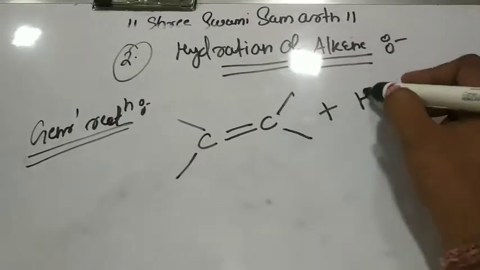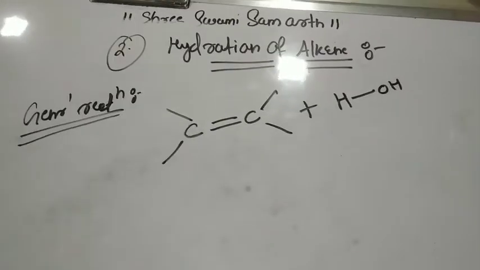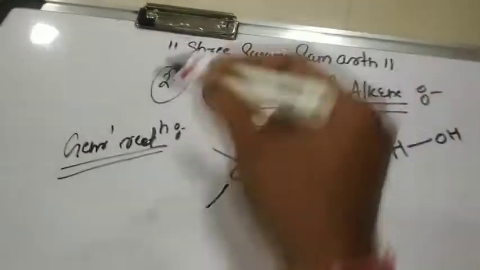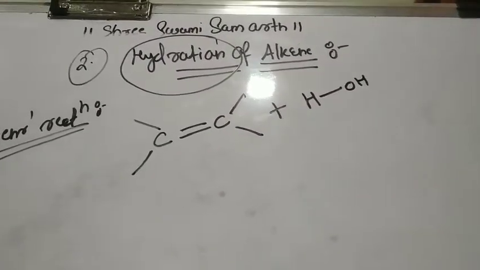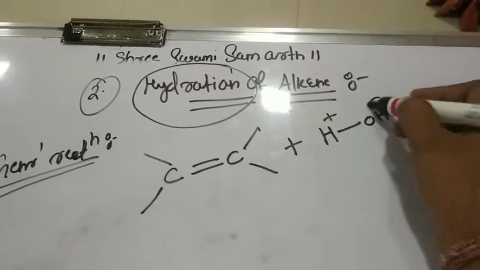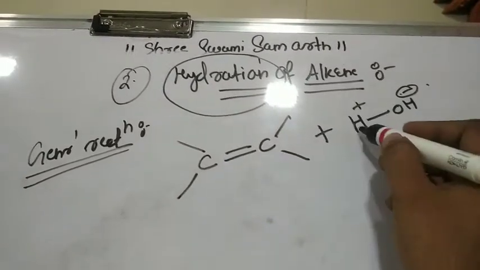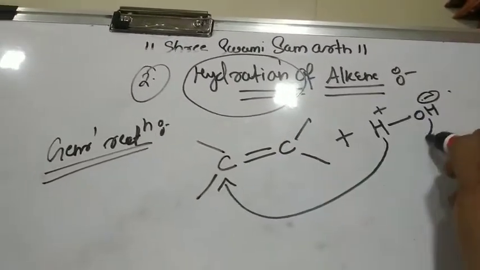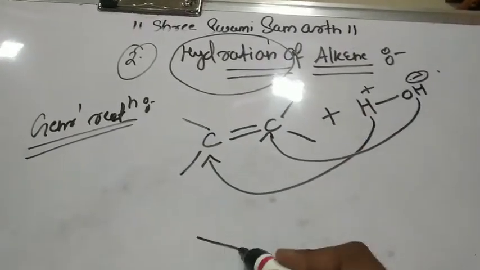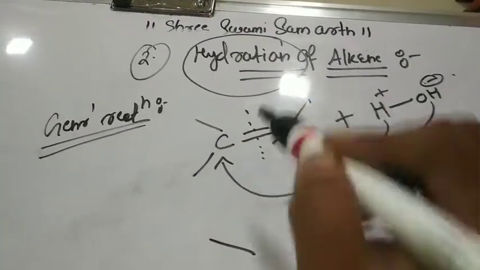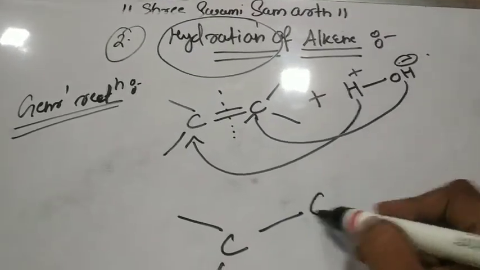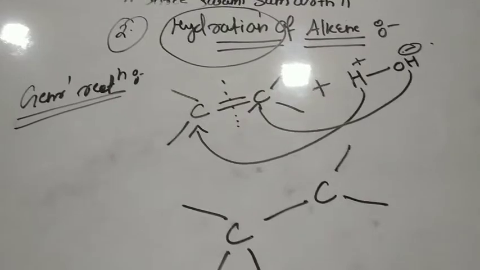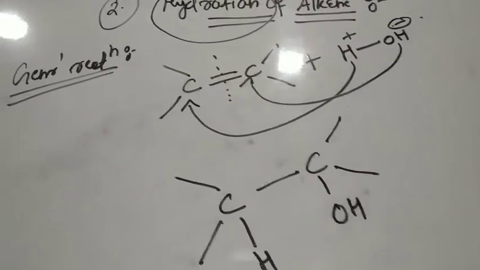What are we supposed to do? We are supposed to add the water. Hydration, you all know the meaning of hydration. Hydration means addition of an H2O molecule. So what will happen when you add the water? This is H plus, this is OH minus. So one H will go here and one OH minus will go here, right? And the double bond will get broken and it will get converted into a single bond. This is H, this is OH, right?